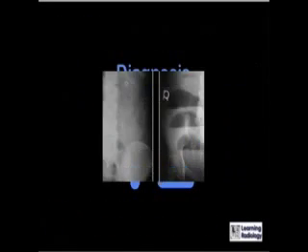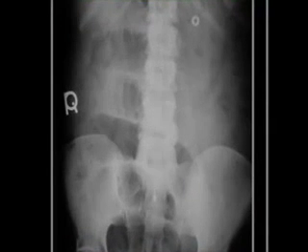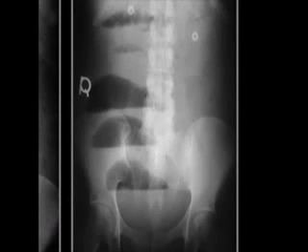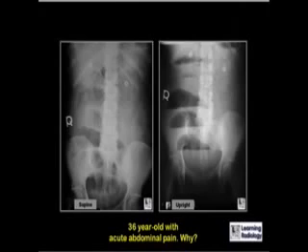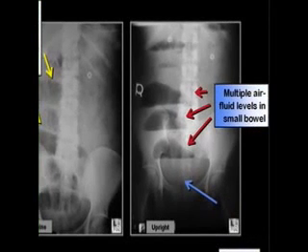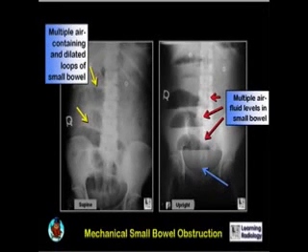Why did this 36-year-old have acute abdominal pain? You're looking at a supine and an upright view of the abdomen. On the supine view, we can see that there are multiple air-containing and dilated loops of small bowel. On the upright view, we see that they contain multiple air fluid levels, and the blue arrow is pointing to the fact that there is no air in the rectum or sigmoid. These findings are characteristic of a mechanical small bowel obstruction.